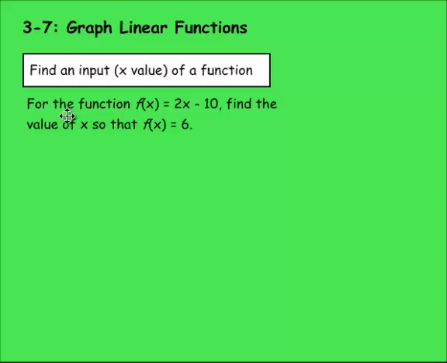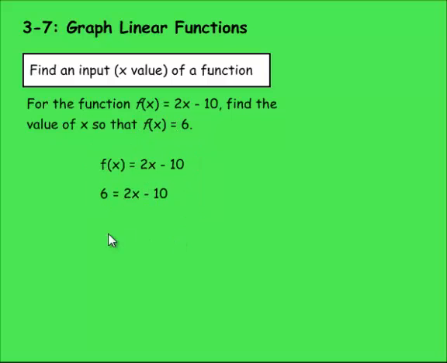So here's given us the function. For the function f of x equals 2x minus 10, find the values of x so that f of x equals 6. So find the input of x so that the output is 6, is another way of saying that. So we have f of x equals 2x minus 10. And now we could say 6 is the output here, equals 2x minus 10.